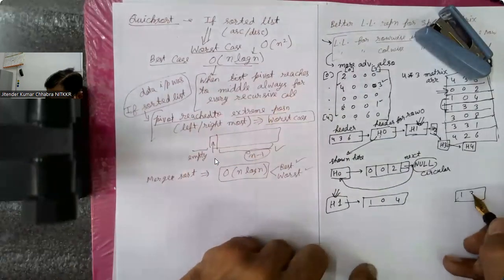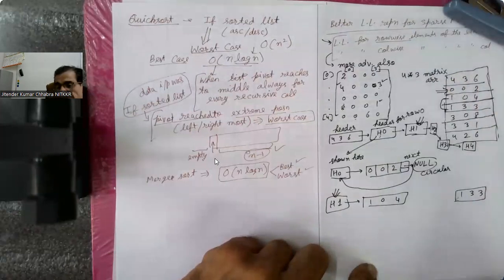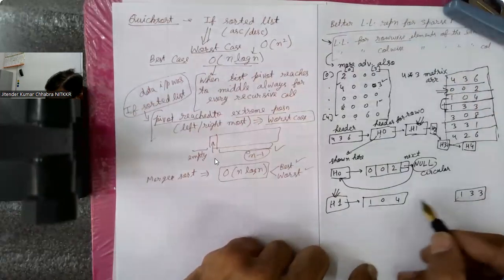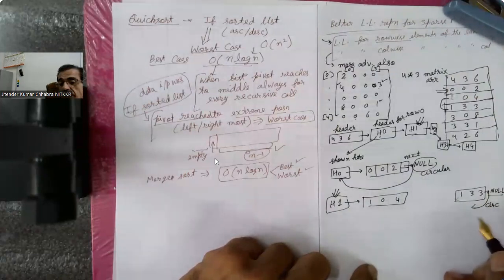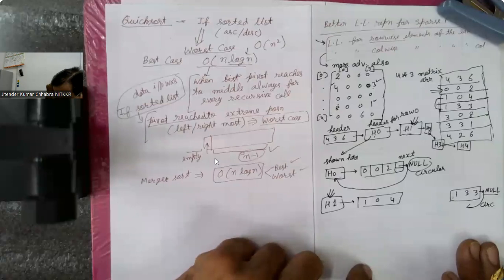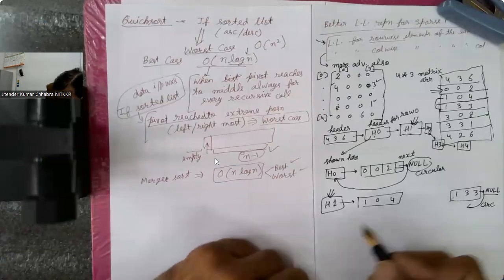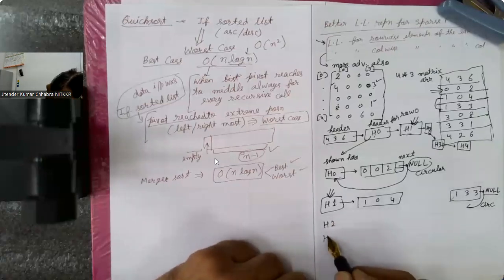1, 3, 3. And I have shown intentionally so that in between, if there were some more entries, that will be somewhat relevant. And then it is either null or circular as per implementation. In the book, it is circular, so we can use it in a circular manner. Similarly for H2, similarly for H3.